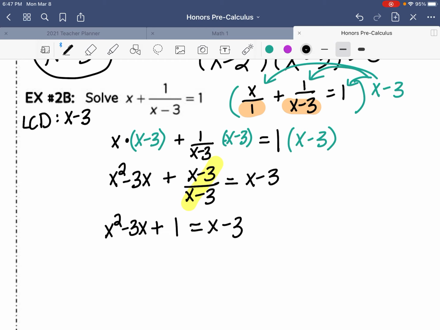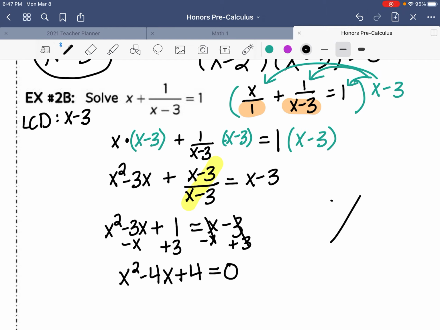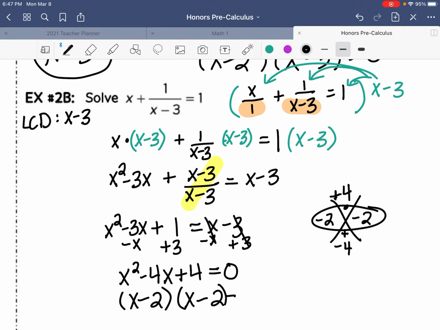So it looks like we are again going to have a quadratic, but we need to move everything over. So I'm going to subtract my x, and I'm going to add my 3. All right, so those are gone. So that leaves me with x squared minus 4x plus 4 equals 0. So we're looking for 2 numbers that multiply to give me positive 4, but when added together, they give me negative 4. So that's going to be negative 2 and negative 2. So we have x minus 2 times x minus 2 equals 0.